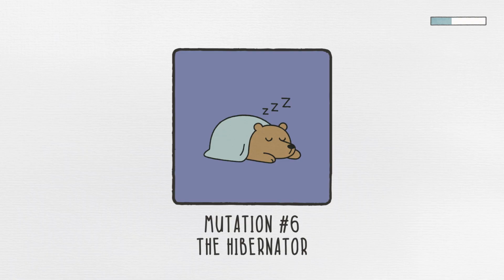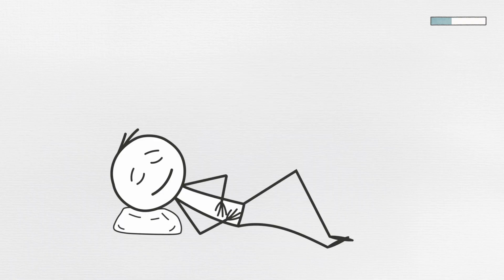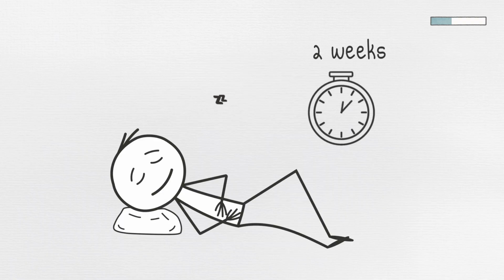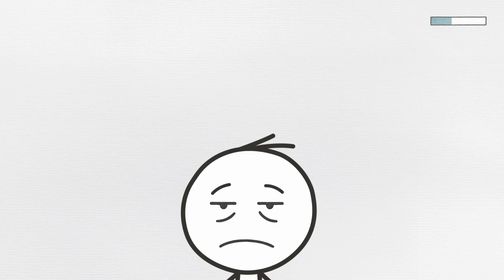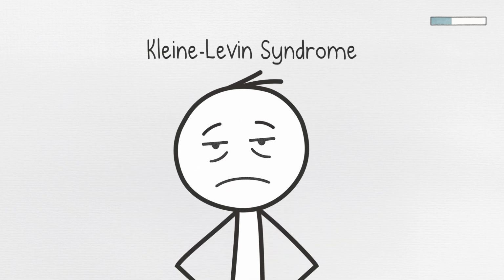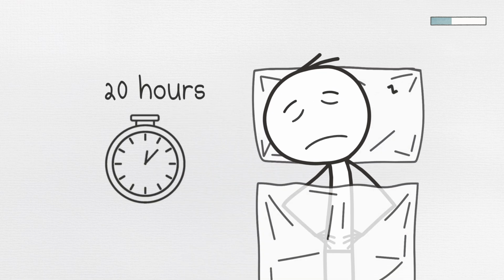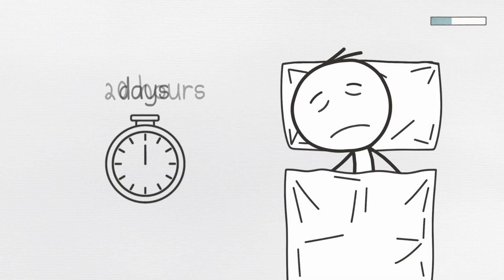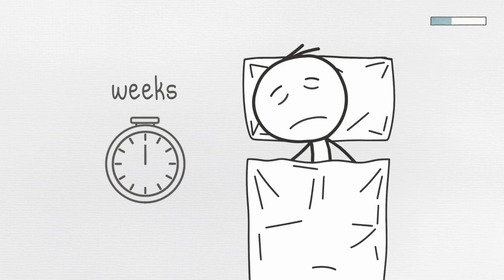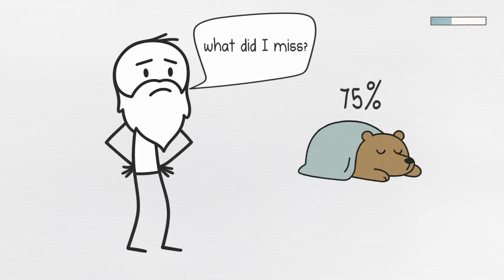Mutation number 6, the hibernator. Imagine falling asleep and not really waking up for 2 weeks. That's what happens in a rare condition called Klein-Levin syndrome, where people experience episodes of extreme sleepiness, sometimes up to 20 hours a day, for days or even weeks at a time. That's like hibernating for 75% of your life.